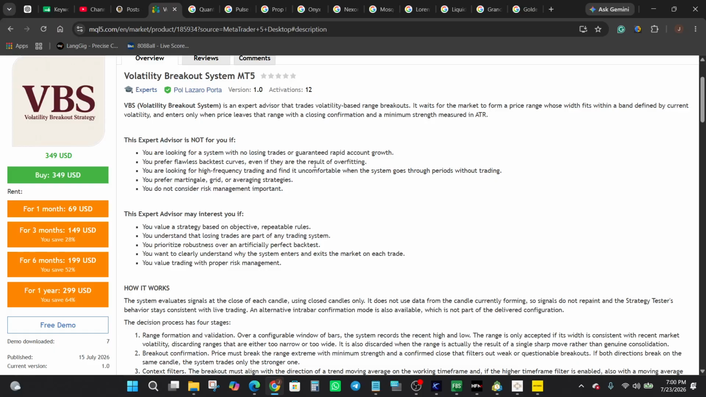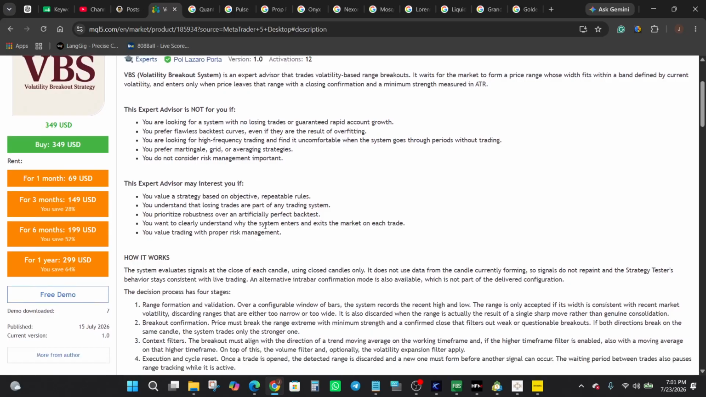Unlike many commercial expert advisors that make broad marketing claims, the developer begins by explaining exactly who this EA is and isn't designed for. They specifically state that this system is not intended for traders looking for guaranteed profit, perfect backtest, high frequency trading, or strategies based on martingale, greed trading, or averaging. Instead, the EA is aimed at traders who value objective trading rules, realistic expectations, and disciplined risk management.